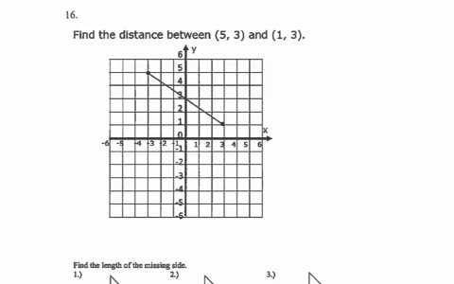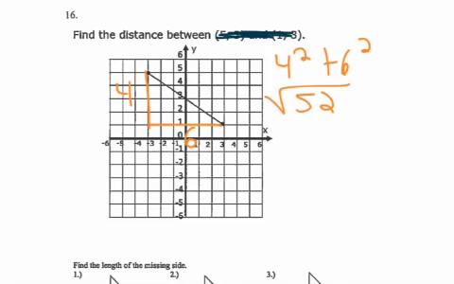For number 16, ignore those ordered pairs. Basically, I want you to find the distance on that coordinate grid. So as always, draw your right triangle. Some of you have issues drawing your right triangles, but remember, you're just forming vertical and horizontal lines to form that 90-degree angle. So I have a leg of 4 here and a leg of 6 here. 4 squared plus 6 squared would give you 52, and the square root of 52 is roughly 7.2 if you did it correctly in your calculator.